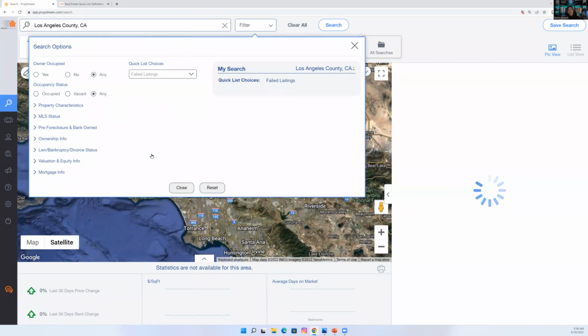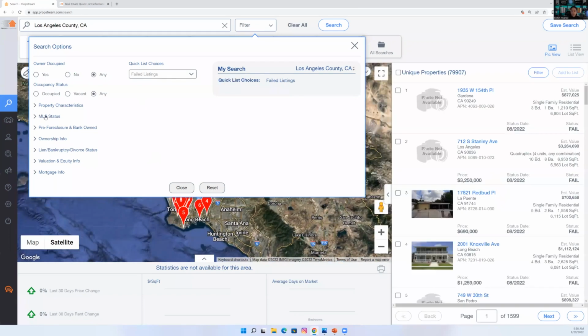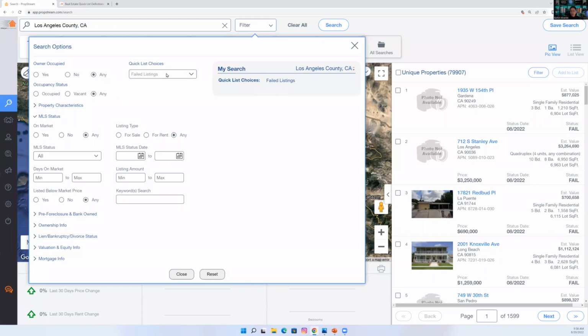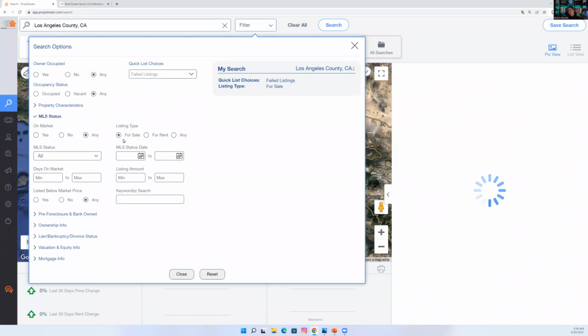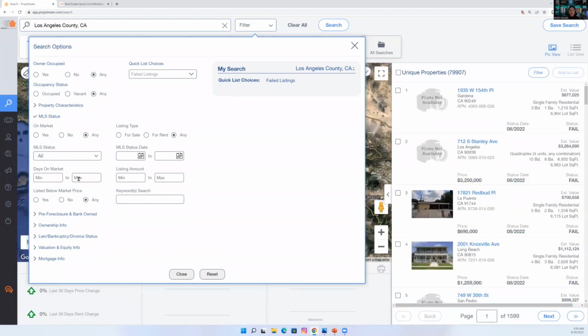Now, here are just some best practices if you're going to be looking for failed listings. Go to our MLS status right after you do that. You could separate whether you're looking for a for-sale failed listing or a for-rent failed listing, or both. That's what I would recommend. Decide which one you want, maybe both. Other best practices are days on market too, right? Because sometimes a property could fail because someone changed their mind.